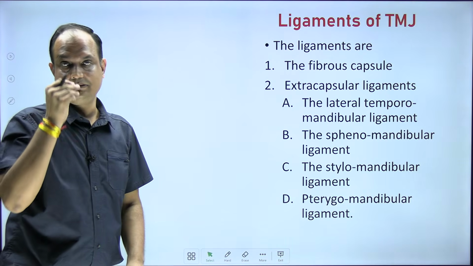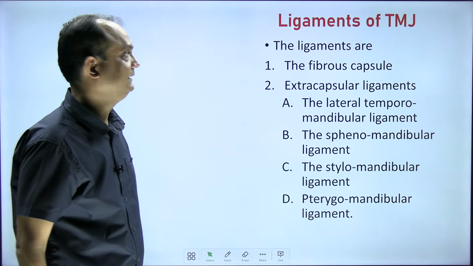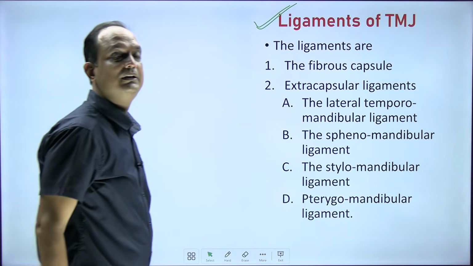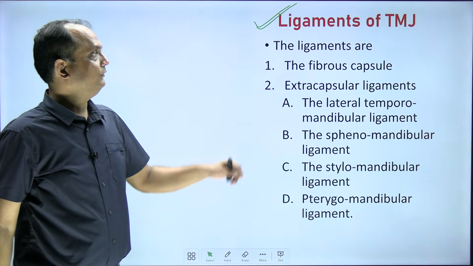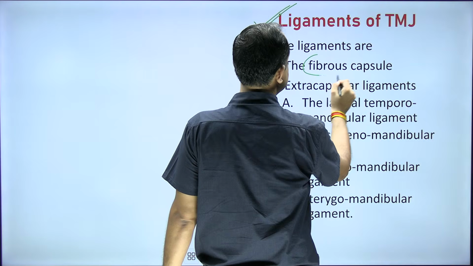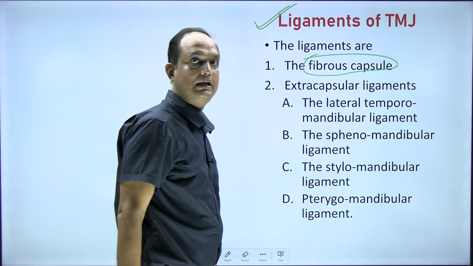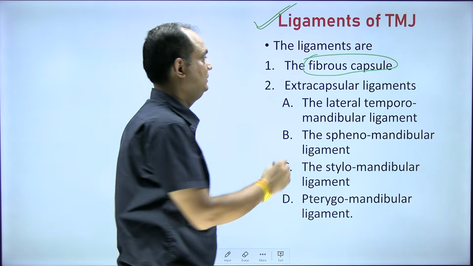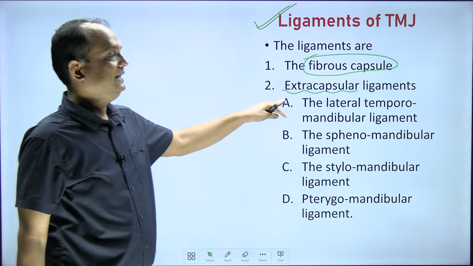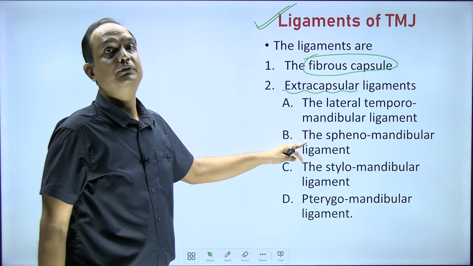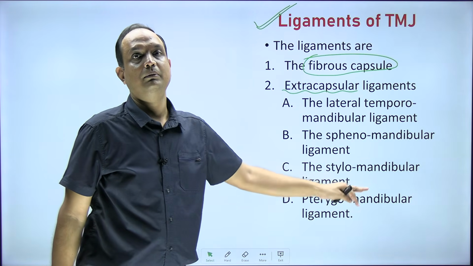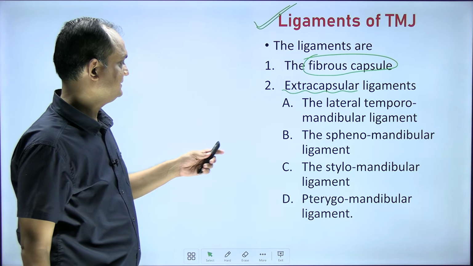Now this is again a very important question for your exam. Describe the supports of the temporomandibular joint or ligaments of the temporomandibular joint. So when we are writing the ligaments, there are two types of ligament: the fibrous capsule or capsular ligament, and the supporting ligaments that are known as extracapsular ligaments. The extracapsular ligaments are the lateral temporomandibular ligament, sphenomandibular ligament, stylomandibular ligament and pterygomandibular ligament or raphe. So let's discuss these one by one.